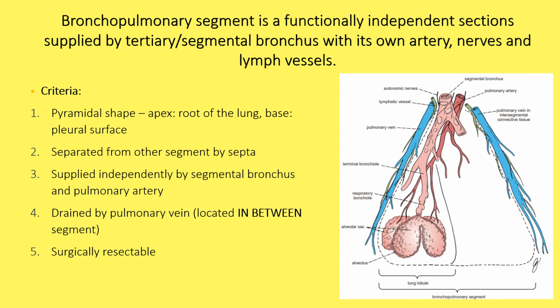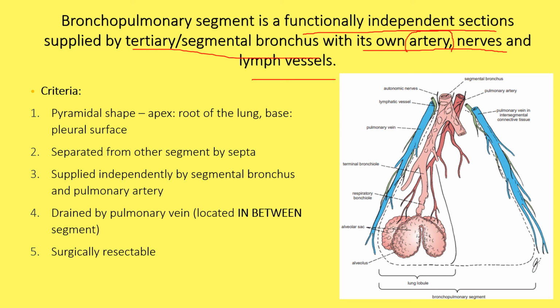So we go back to the bronchopulmonary segment again. The bronchopulmonary segment is a functionally independent section, supplied by a tertiary or segmental bronchus, and it has its own artery, nerve, and lymph vessels. Notice that I mentioned artery, not veins, because the vein is located in between the bronchopulmonary segments, not inside or part of the bronchopulmonary segment.